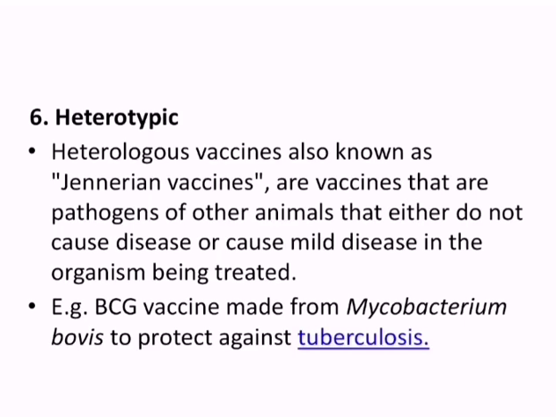النوع السادس heterotypic. والهيتيروتايبك او الهيتيروجيلوس vaccines, also known as Jennerian vaccines, are vaccines that are pathogens of other animals that either do not cause disease or cause mild disease in the organism being treated. Heterotypic vaccines or Jennerian vaccines are vaccines of pathogens of other animals. يعني بشيلوهم من other animals بعد ذلك بيجوا بيدوهم للhuman. في النهاية بيعتبروهم as heterotypic vaccine. Example: BCG vaccine made from Mycobacterium bovis to protect against tuberculosis.